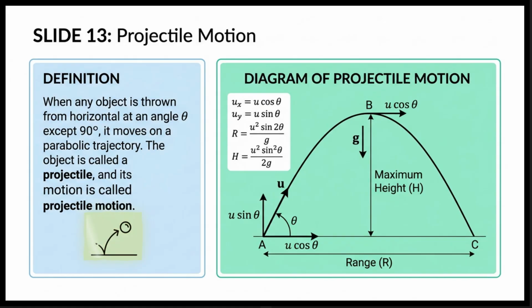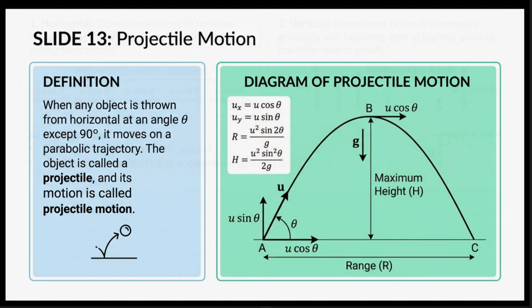The small diagram shows the launch setup. The large diagram reveals the full picture. Initial velocity u splits at point A into horizontal component u cosine theta and vertical component u sine theta. The projectile arcs upward to peak B, then descends to landing point C. Total horizontal distance is labeled r, and maximum vertical height is labeled h. From those two components, every formula follows.